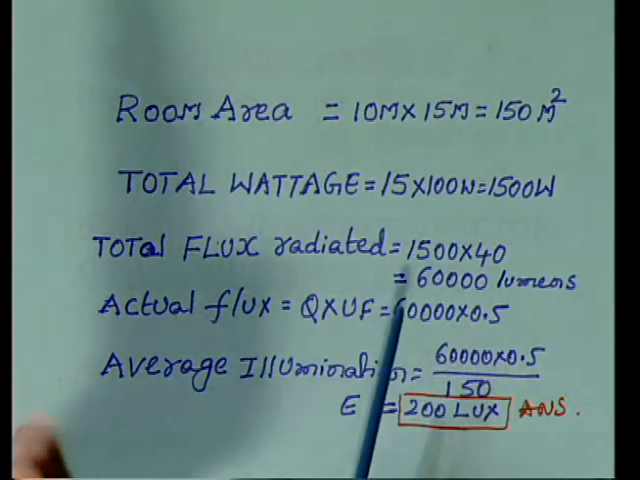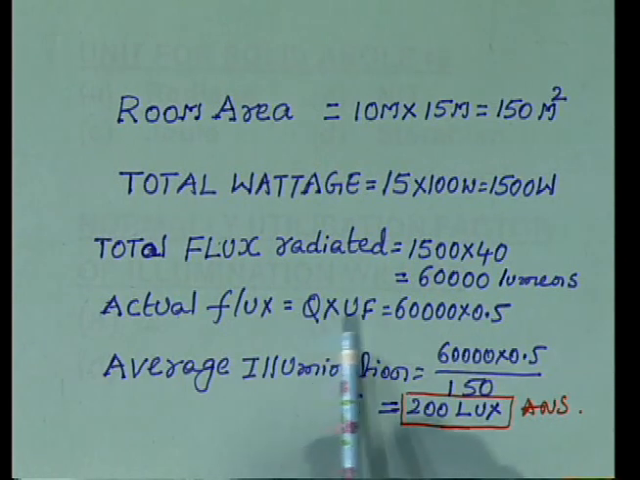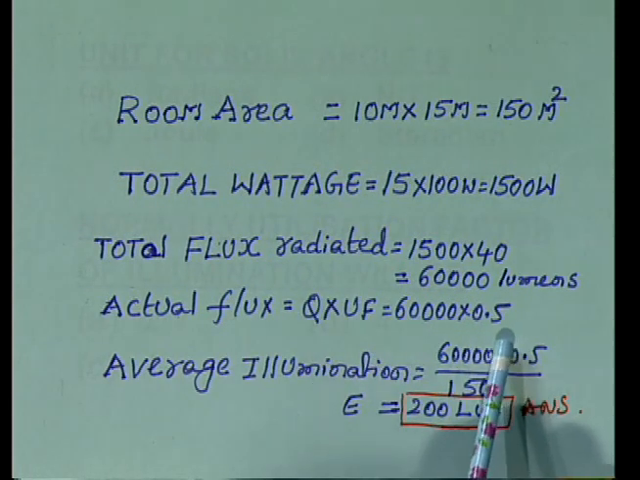But these 60,000 lumens are not utilized completely, because the utilization factor is 0.5. What is meant by utilization factor? It is about how much of the emitted light, 60,000 lumens, actually falls on the object. About 50% goes to wastage due to the bad atmosphere, the bad surface, the color of the surface, etc. Therefore, the actual flux reaching the working space equals flux into utilization factor, 60,000 into 0.5, which comes to 30,000.